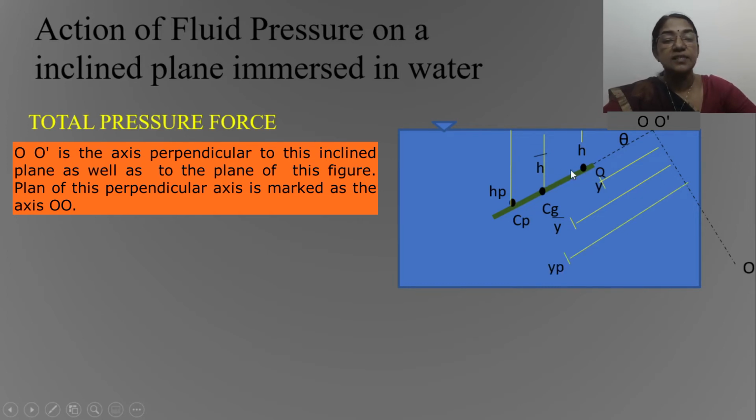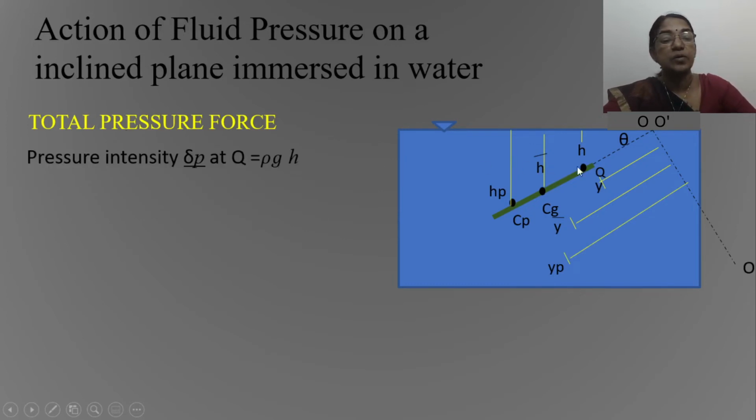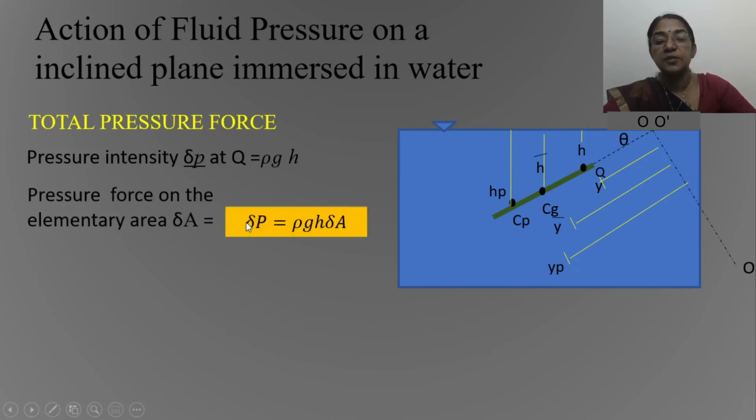Now the pressure intensity at this point Q can be written as rho G H. The pressure force acting on this element with area delta A equals rho G H into delta A. H can be written as Y sin theta. So delta P can be written as rho G into Y sin theta into delta A. If the fluid pressure acts on a surface, all the pressure forces acting on the small elements can be represented by a single force, that is called the resultant force.